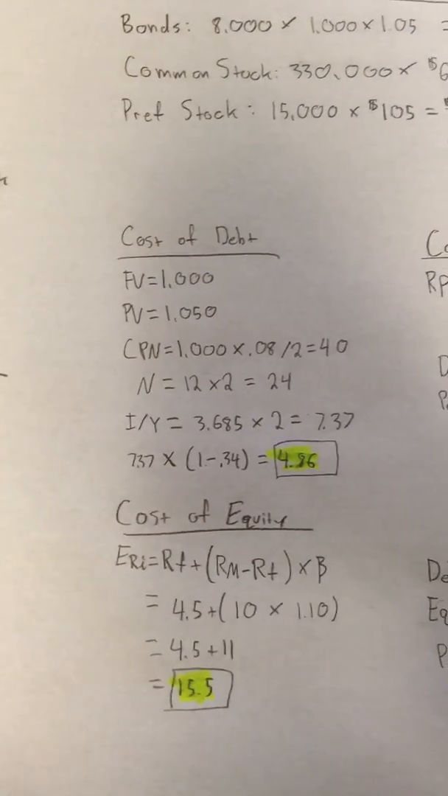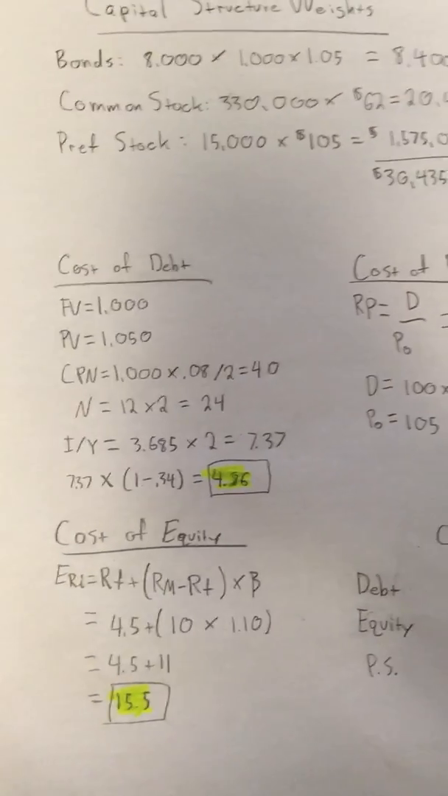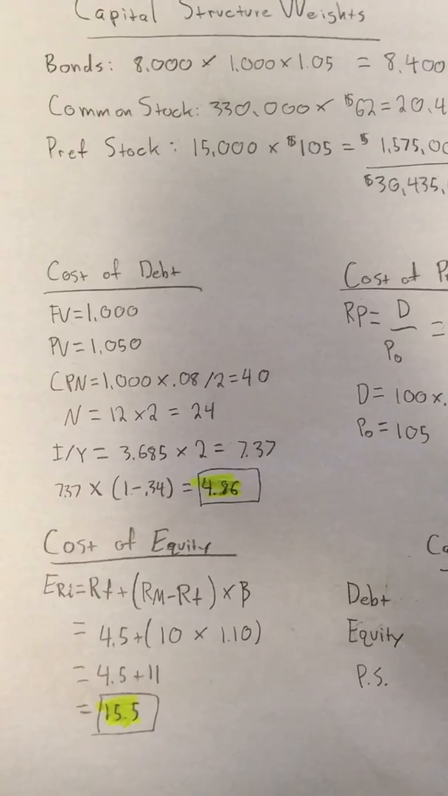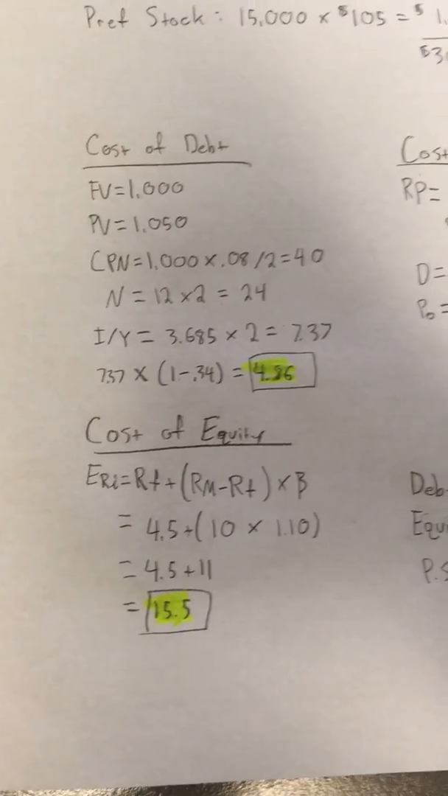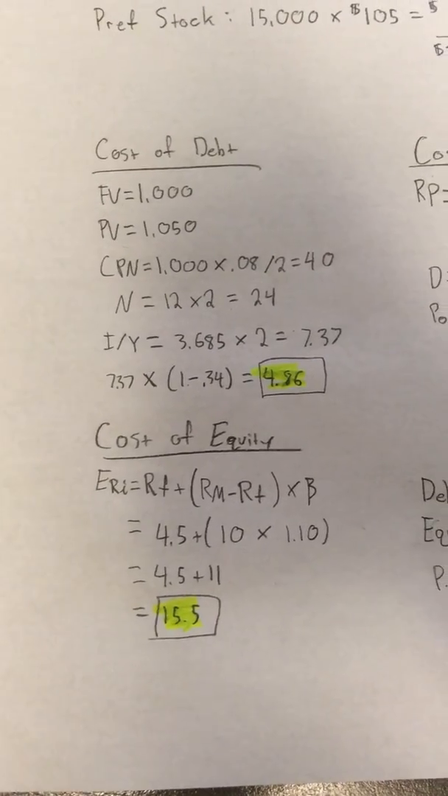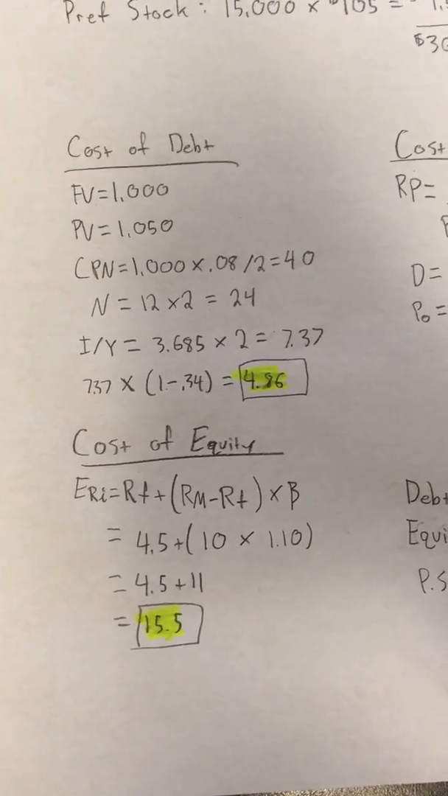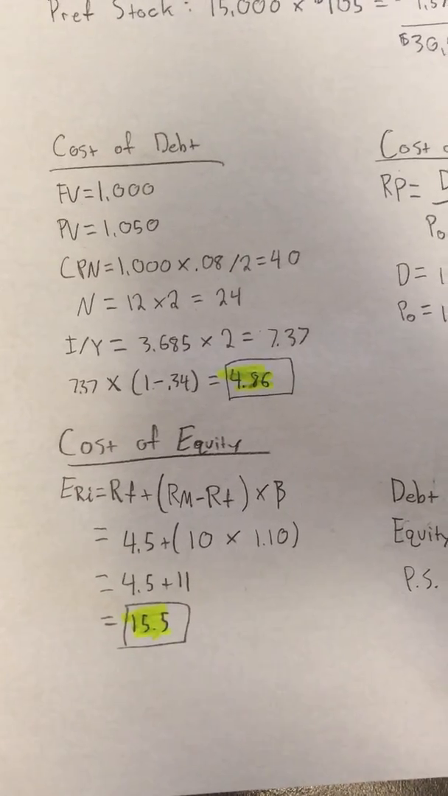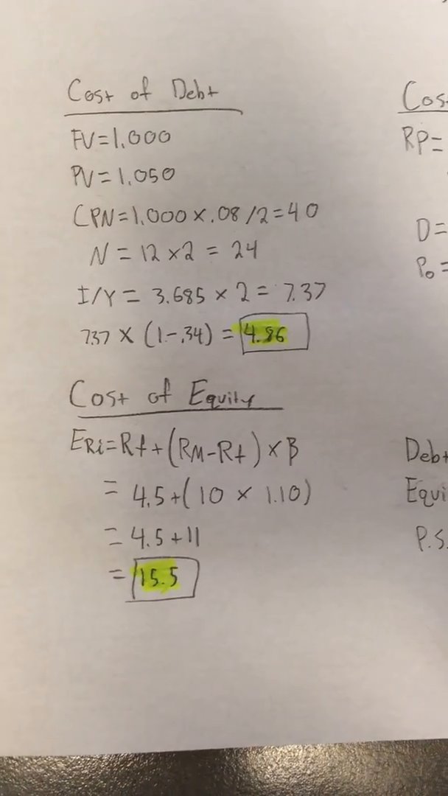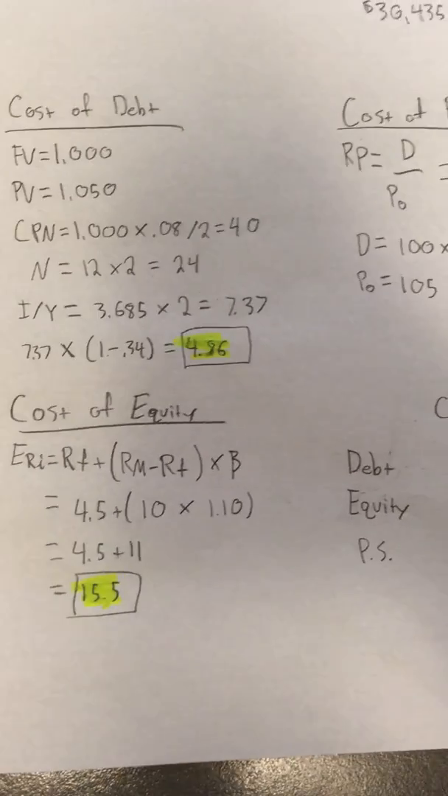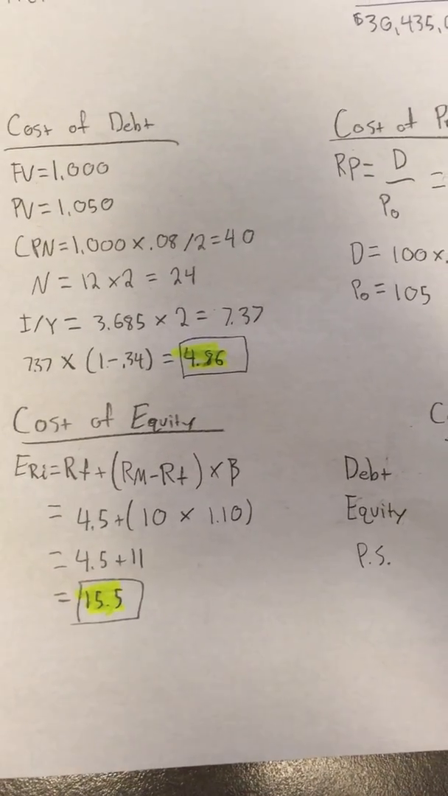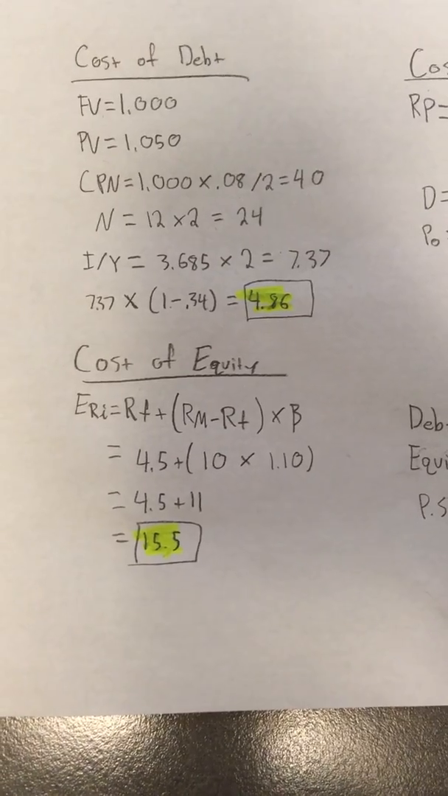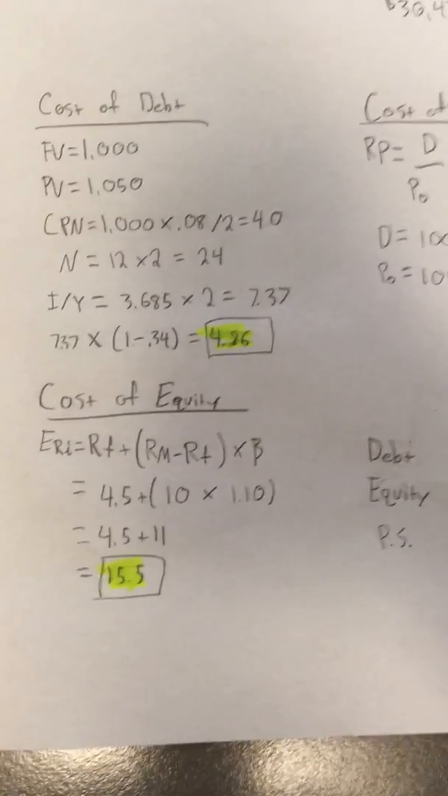Take the pre-tax cost of debt, you multiply by 1 minus the tax rate, and you get 4.86%. Your cost of equity, you take the CAPM formula. Expected return is the risk-free rate plus the market risk premium, otherwise known as the expected market return minus the risk-free rate, times beta. And you get 4.5 for the risk-free rate plus 10 for the market risk premium times the beta of 1.1, and you eventually get a cost of equity of 15.5%.